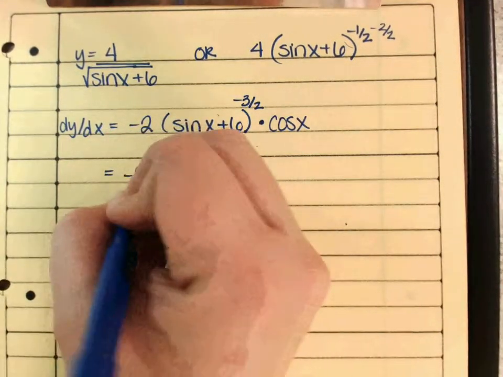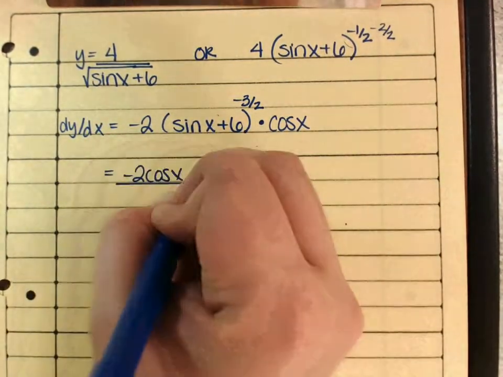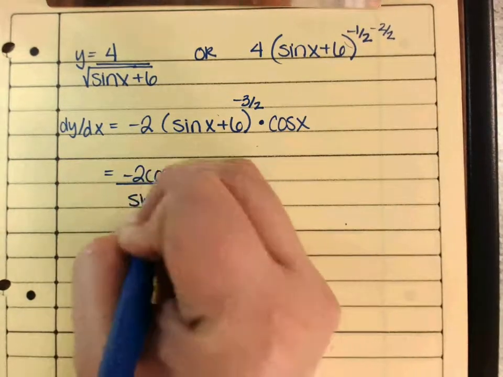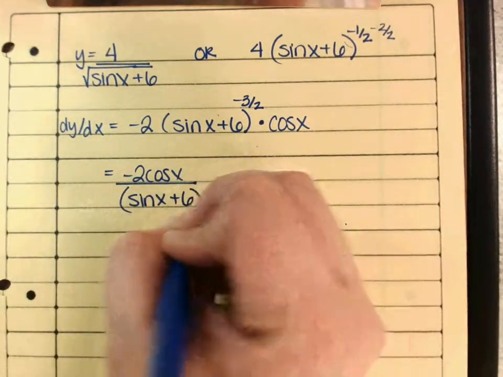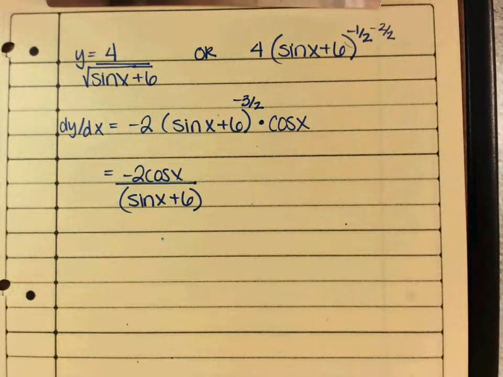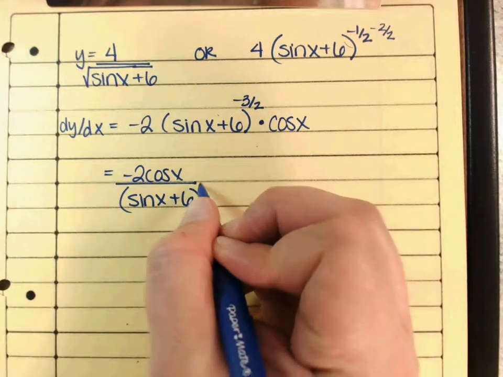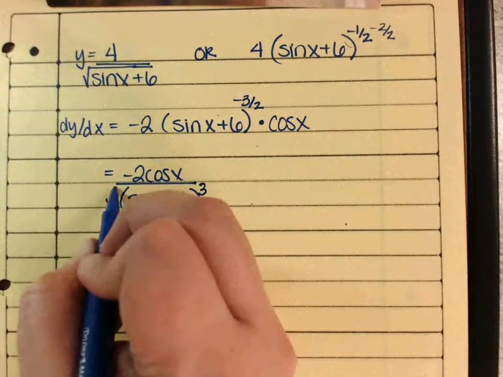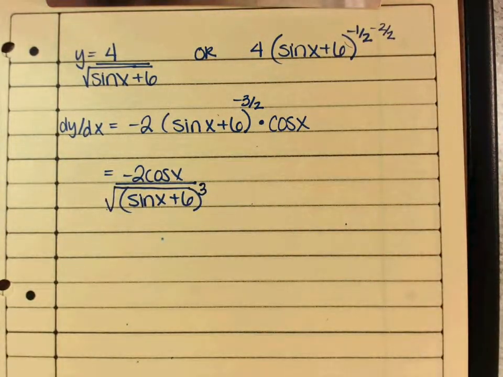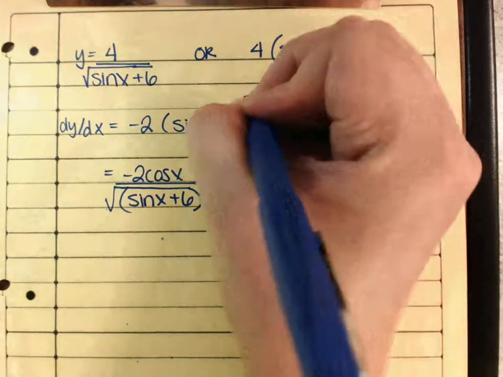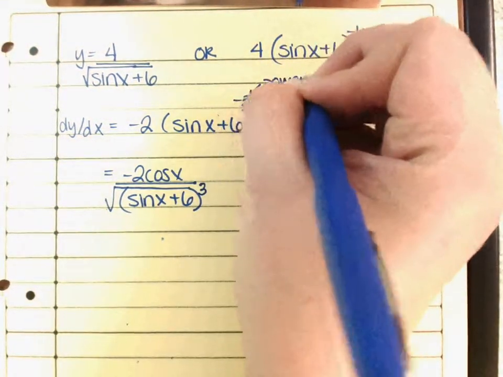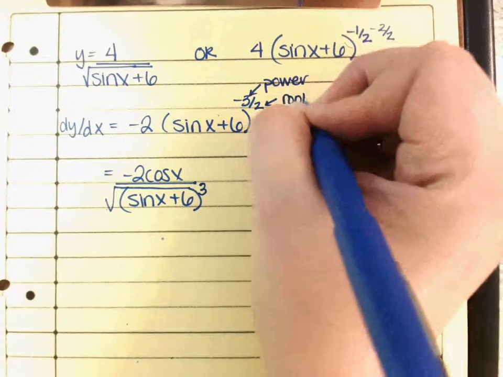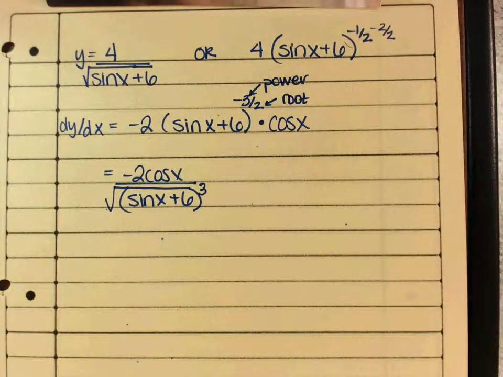Negative 2 and cosine x get to stay on top, but my sin x plus 6 goes on bottom. It is to the 3 halves power. That means it's to the power of 3 and under a square root. So remember, the top is the power, the bottom is the root every time when you split those up. Okay? Alright, so we did some easy ones off the homework.